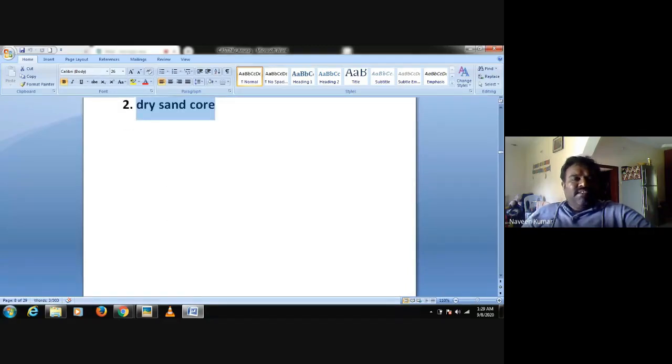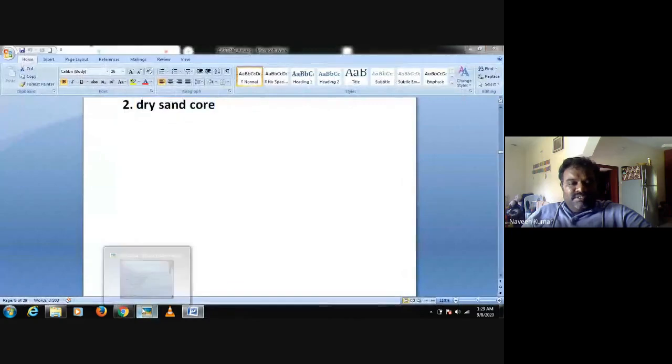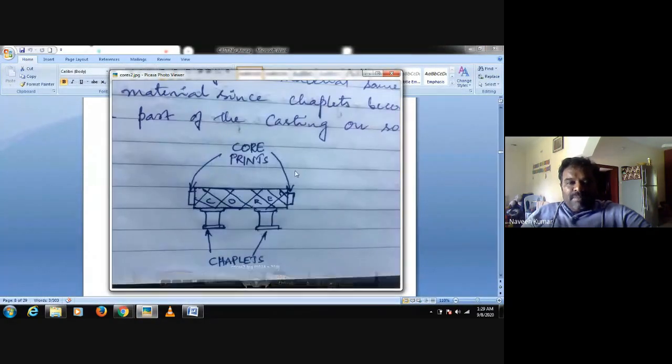Now, for example, if you wish to produce a complex internal cavity, what we do is we produce the core of desired shape and size, and we bake this core at 110 to 240 degrees centigrade. Now, once the core is completely baked, it is appropriately placed within the mold cavity.